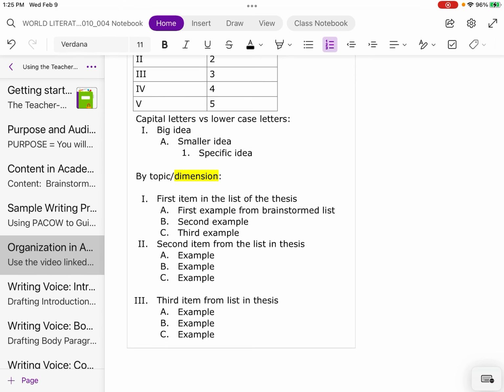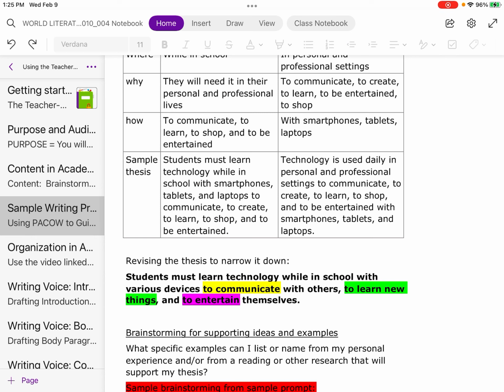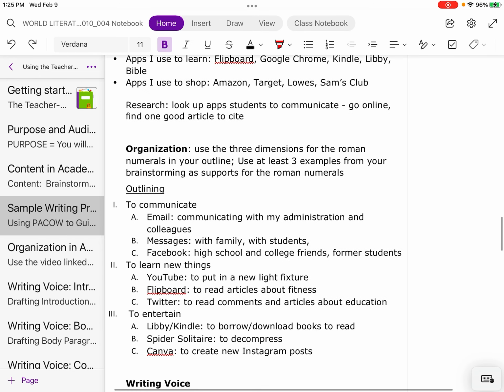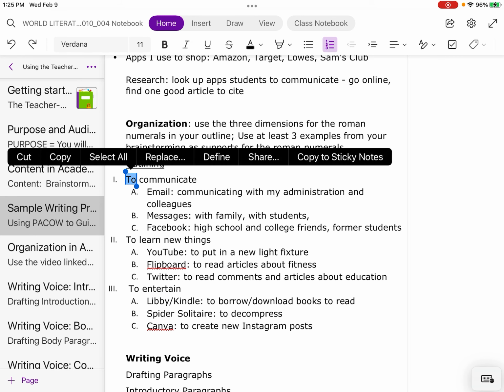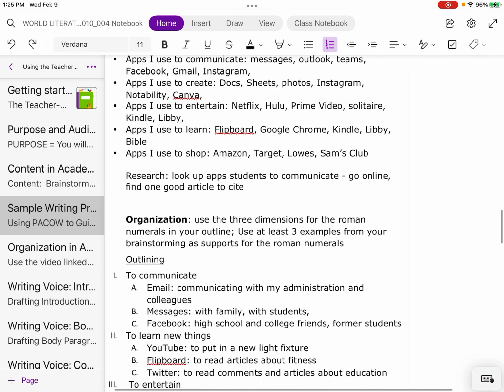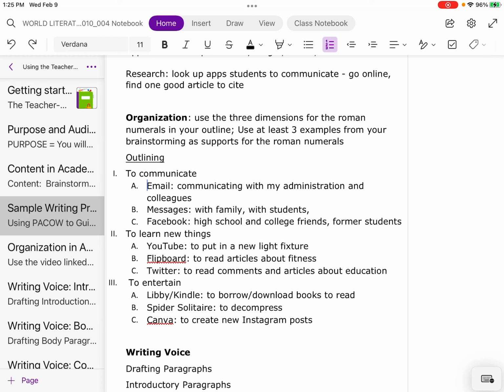Now going back to the example, I'm going to show you what that looks like. So this is my thesis. Students must learn technology while in school with various devices to communicate with others, to learn new things, and to entertain themselves. So my first Roman numeral is to communicate. My first example, I go back to my brainstorming and read through all of that. My first example for me is a specific email to communicate with my administration and colleagues. My second example would be messaging with family and students. My third example would be Facebook to communicate with high school and college friends as well as former students.